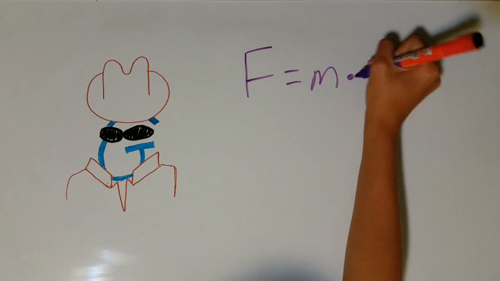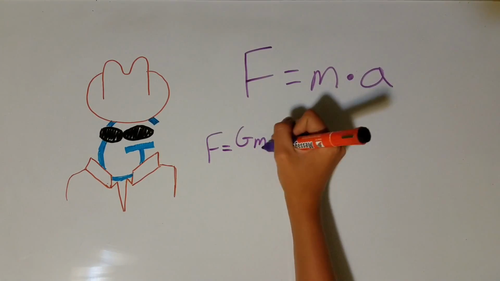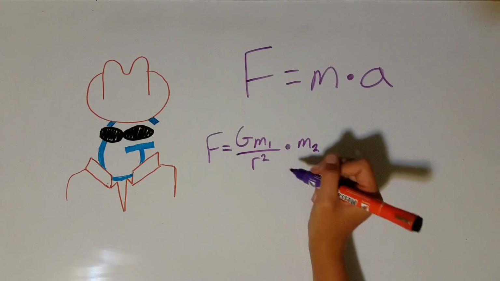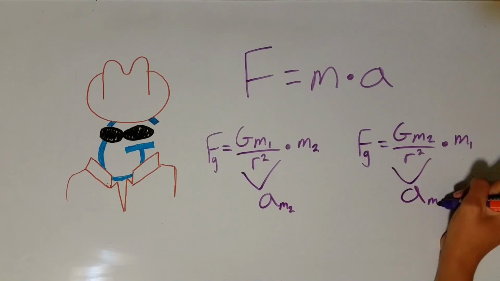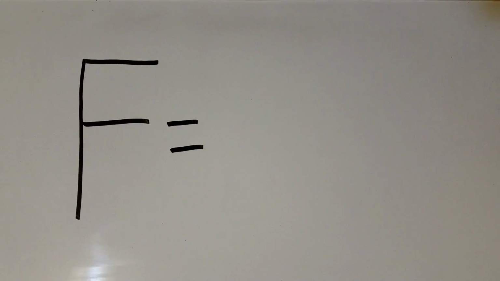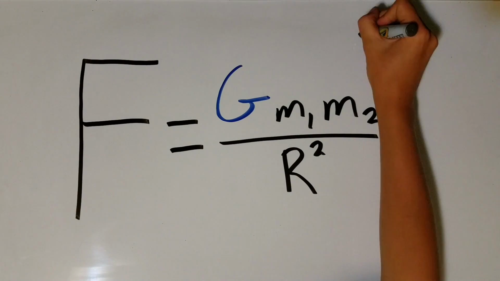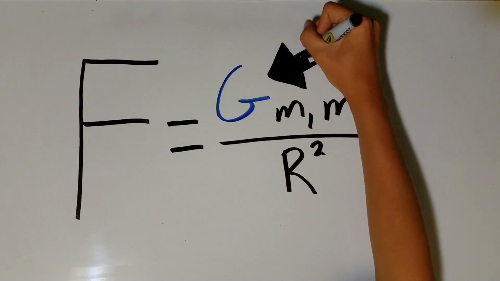This also shows that GM₁ divided by r² is the acceleration of mass 2 as caused by mass 1, or vice versa. Hopefully, even though this video got no one any closer to understanding the source of gravity, it helped you understand that G.